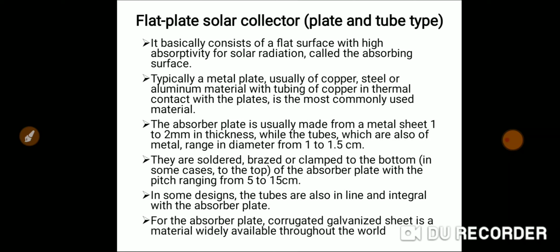In some designs, the tubes are also inline and an integral part of the absorber. For absorber plate, corrugated galvanized sheet is a material widely available throughout the world. So the absorber plate is corrugated galvanized sheet.